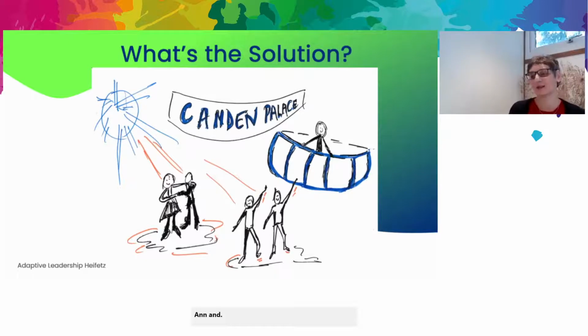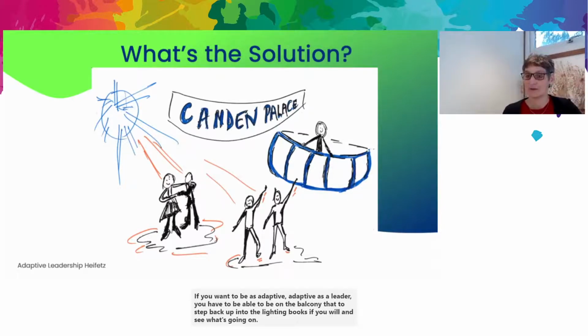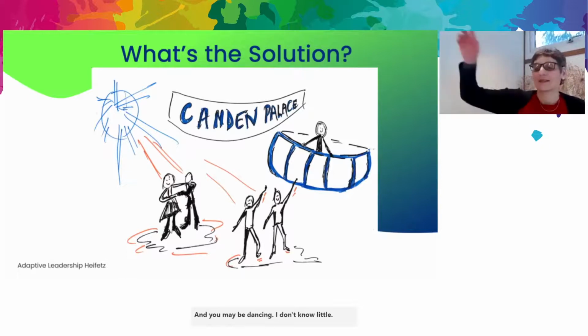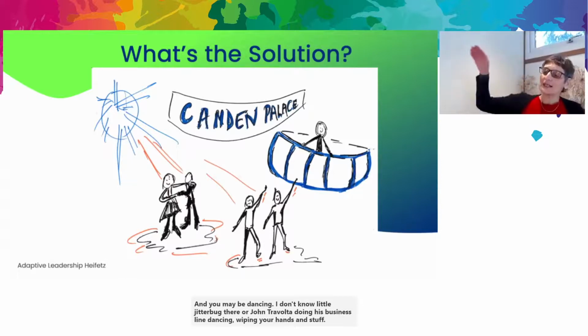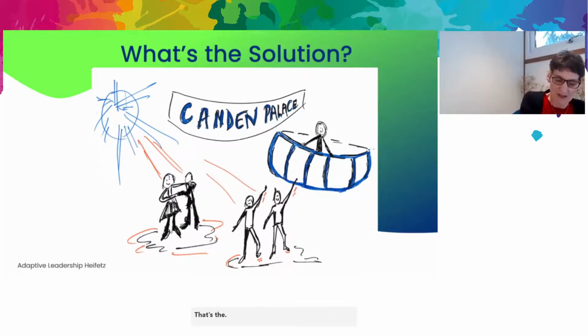Heifetz speaks about, if you want to be adaptive as a leader, you have to be able to be on the balcony, that is to step back up into the lighting box, if you will, and see what's going on down on the dance floor. And you may be dancing a little jitterbug there, or old John Travolta doing his business, line dancing, waggling your hands and stuff. But it's about, how am I as a project leader dancing with other people? Am I treading on my partner's toes? That's the kind of question about when you're on the dance floor.